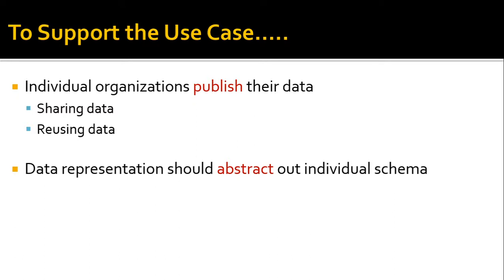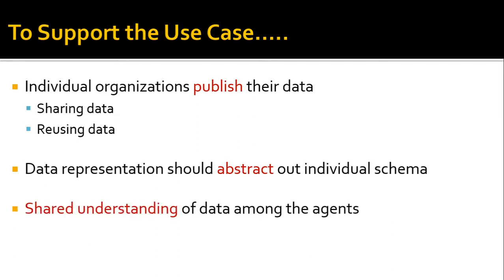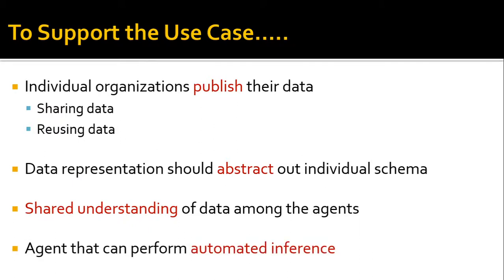The data should be published, and of course, data should be represented in an abstract data structure so that it is understandable by the other agents, right? And if that is achieved, then the agents could talk to each other with a shared understanding. They have a shared understanding about the state of the world or the knowledge about the world, and if that is so, then they can perform automated inference by gathering data from different places.